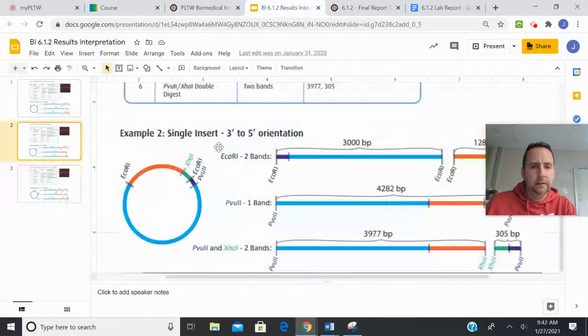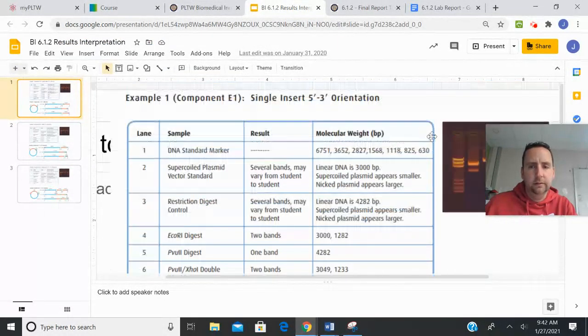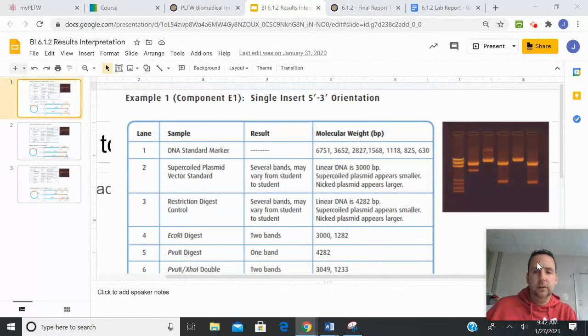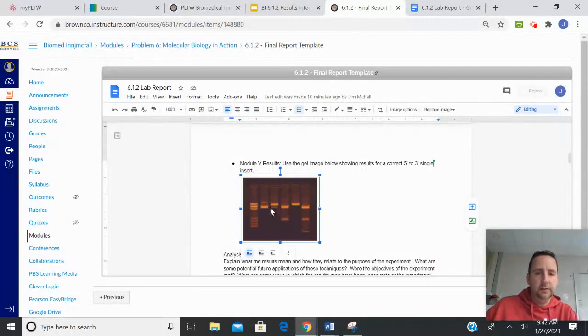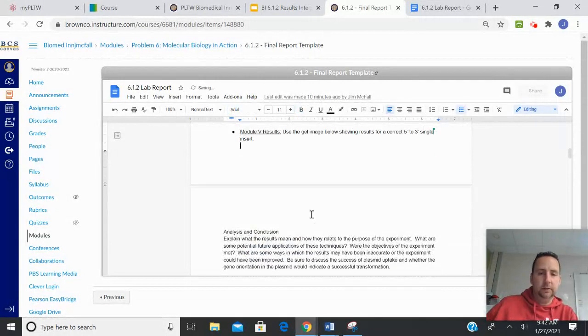Make sure I put the right one. I might have put the wrong one in there. Yeah, I did. So I'll change that picture out and put the correct one in there. So for the final report template, because this is showing the double digest, I'll delete that and put the correct one in there.